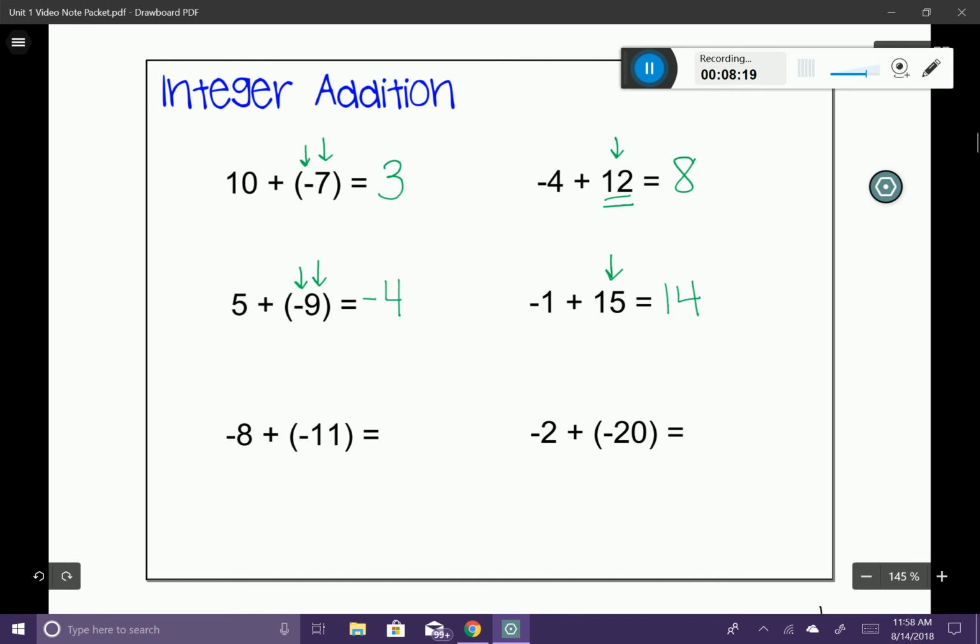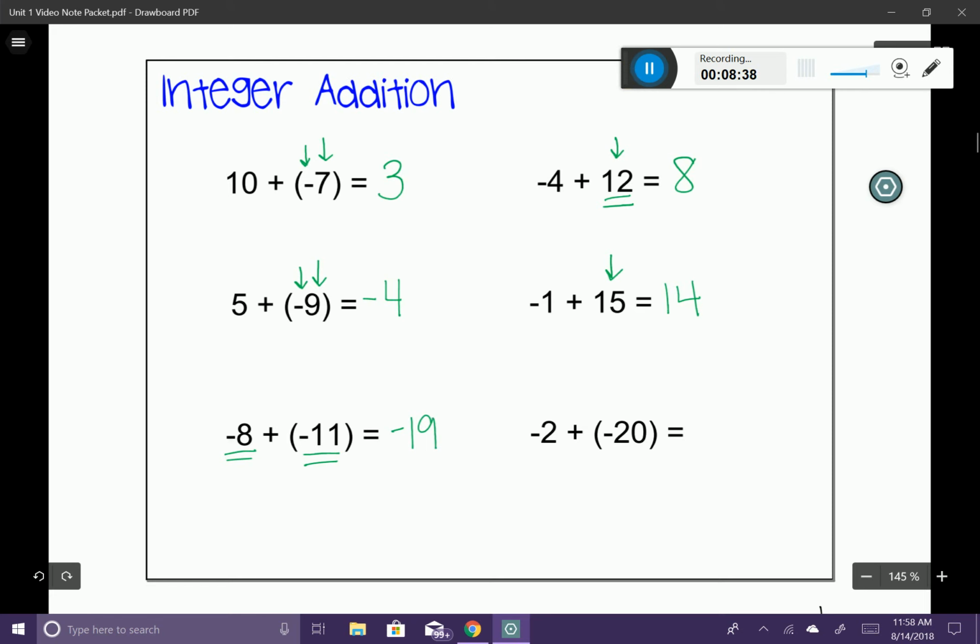-8 plus -11. This is that situation where you have 2 numbers that have the same sign. So in our case, both of these numbers are negative. Therefore, my answer is going to be negative. So -8, moving in the negative direction 11 spaces, is going to leave us at -19.